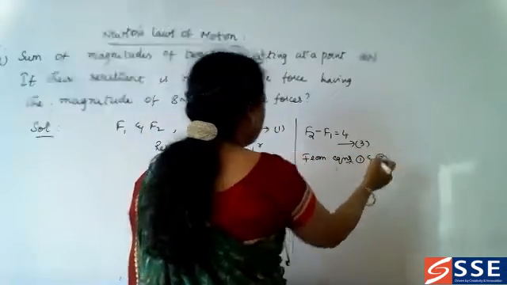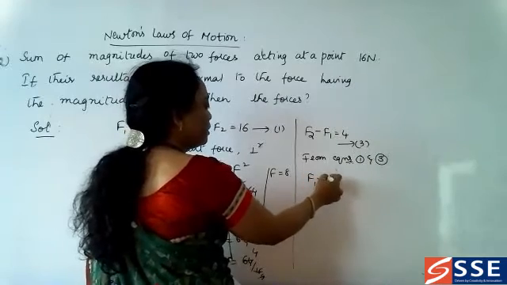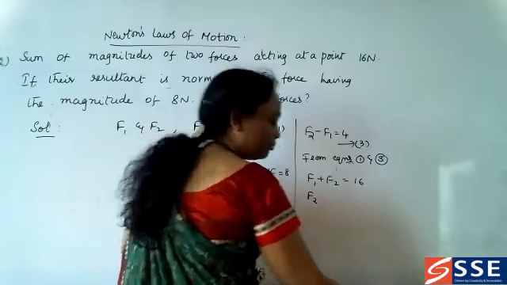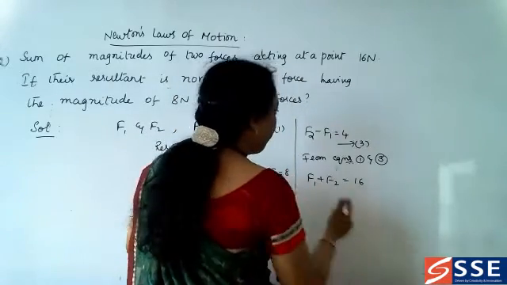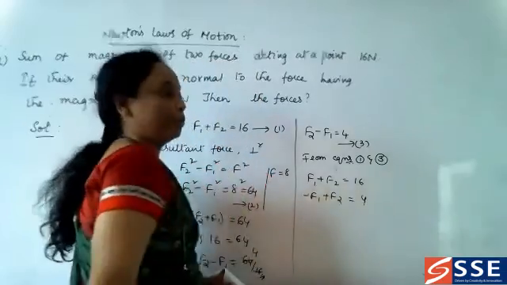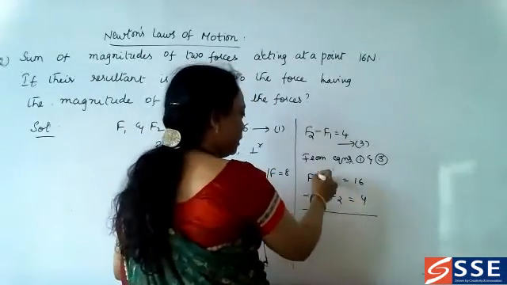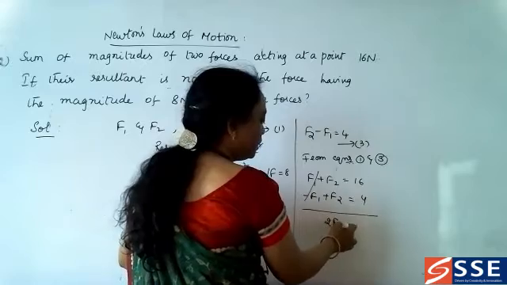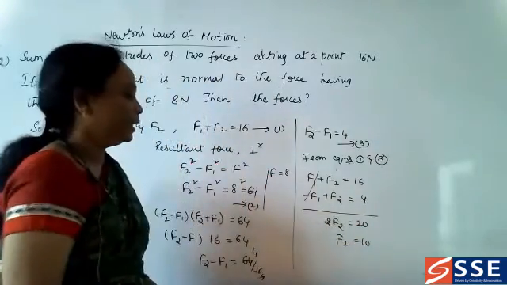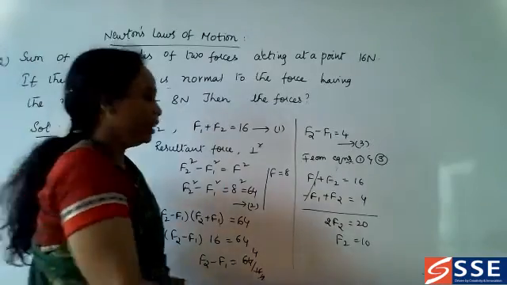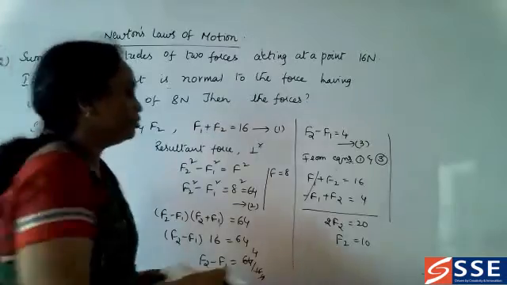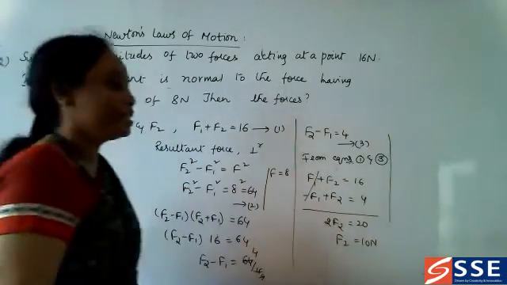From equations 1 and 3, F1 plus F2 is equal to 16 and minus F1 plus F2 is equal to 4. So in this case you can cancel F1. Therefore 2F2 is equal to 20. Therefore F2 goes to 10. So this is the answer for F2. So F2 is equal to 10 Newton. We got the value for F2 as 10 Newton.